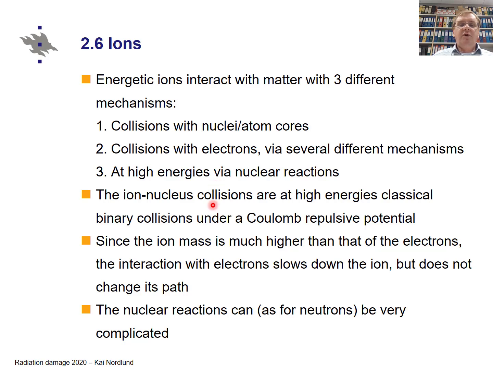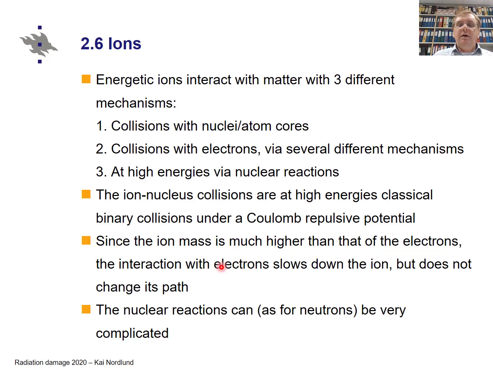So, first of all, these ion-nucleus collisions at high energies are classical binary collisions under a Coulomb repulsive potential, and at lower energies, they are screened. And the next section will deal with these classical binary collisions in quite some detail. Well, but the ion can also collide with electrons. Ions are by definition charged, so they can collide with electrons.